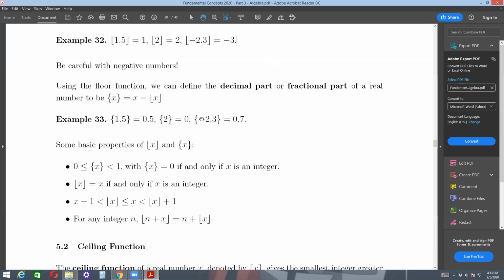With negative numbers, there are actually two ways you could define it. If you wanted to, you could define it as the fraction, which is 0.3, but I'm using the same definition throughout. So based on this definition, it's actually going to be 0.7 because the greatest integer less than or equal to this is -3.